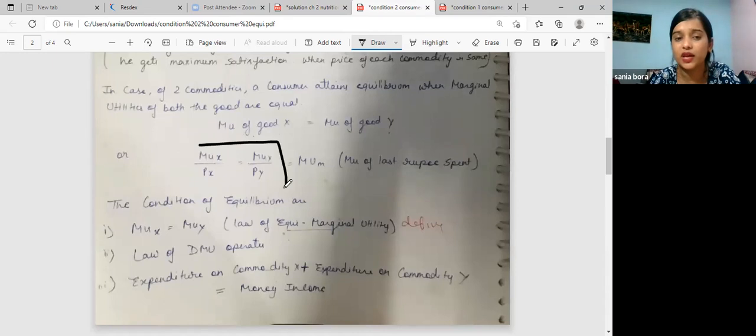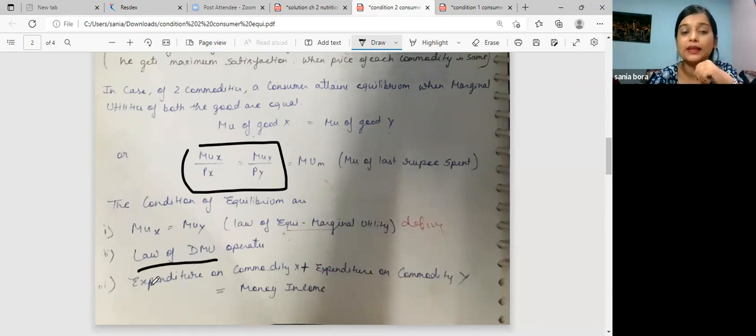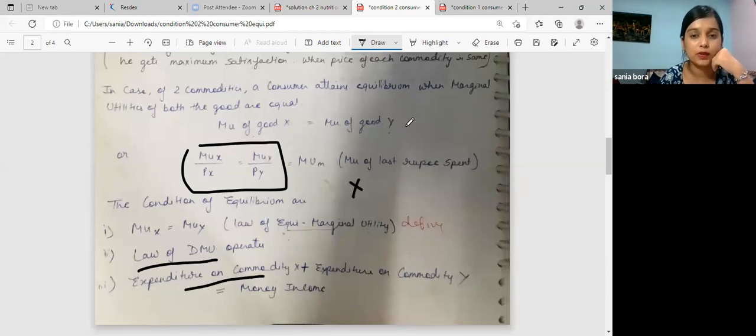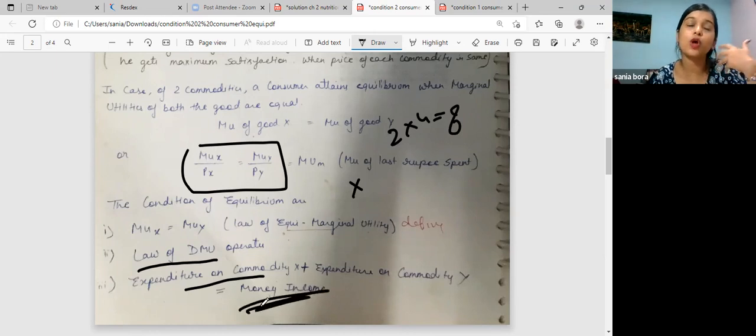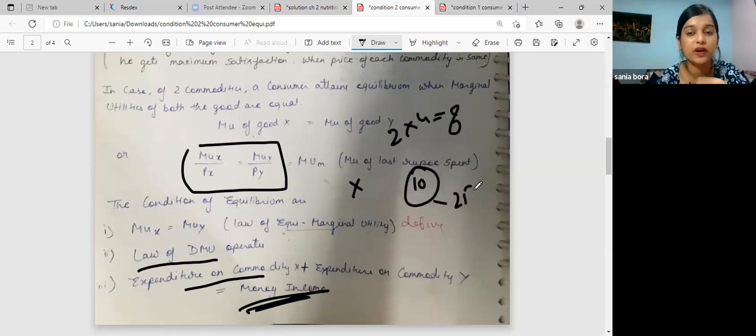So when we have the same prices, we have three conditions. First condition is MUX upon PX should be equal to MUY upon PY. Second, you should write down that the law of DMU should operate. And the third condition is expenditure on commodity X. For example, the price of this was 2 rupees and I bought 4, so basically it is 8. I spent 8 rupees on purchasing X product, and expenditure on Y commodity should be equal to your money income. It should not be less or more than your money income. For example, you have 10 rupees with you, but your expenditure is 25. So this is wrong. Here you won't be able to attain consumer equilibrium, right?